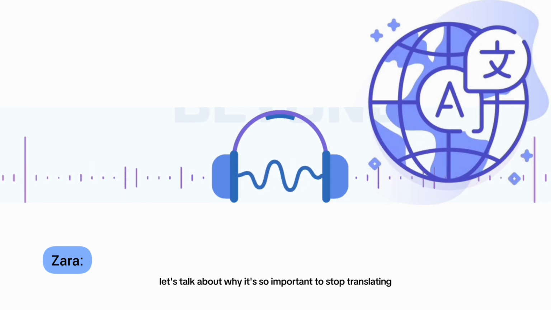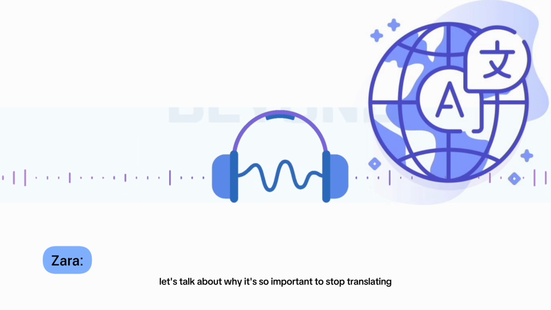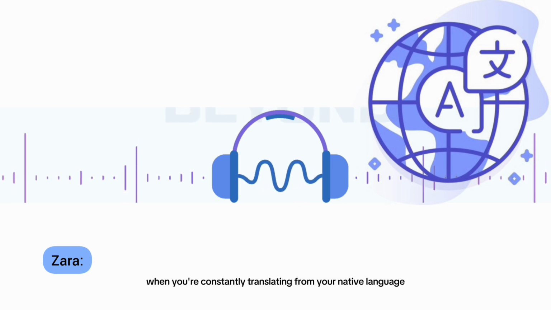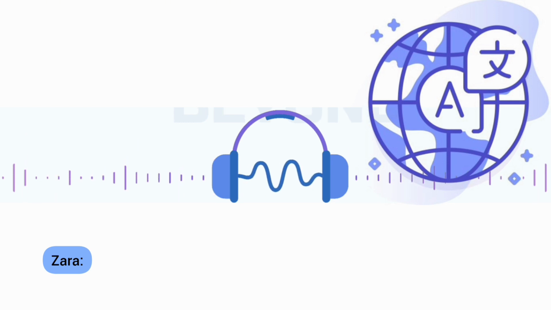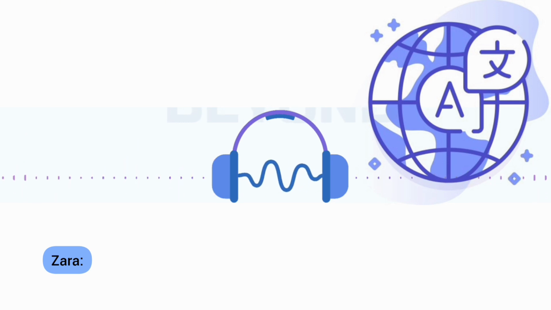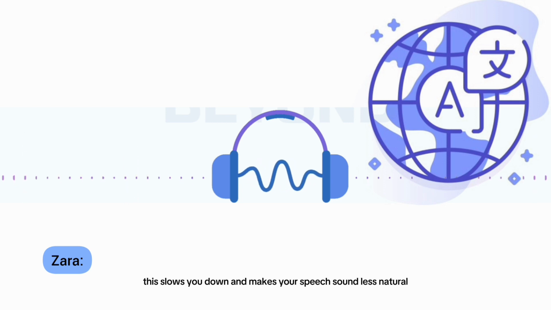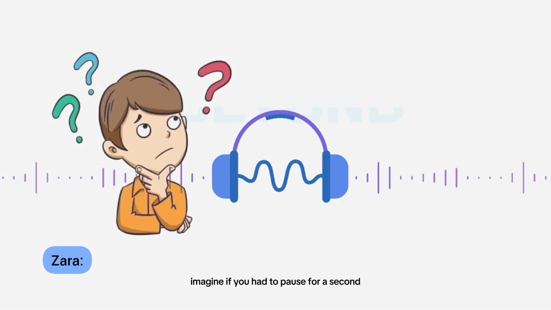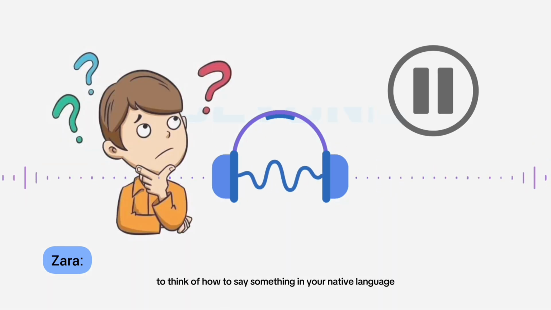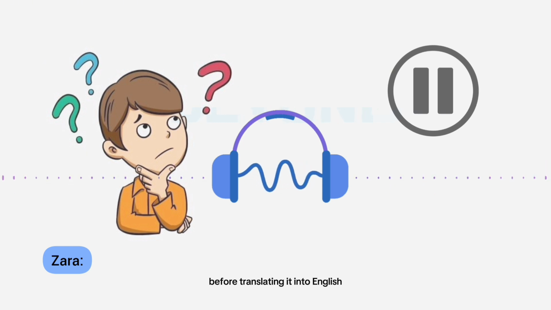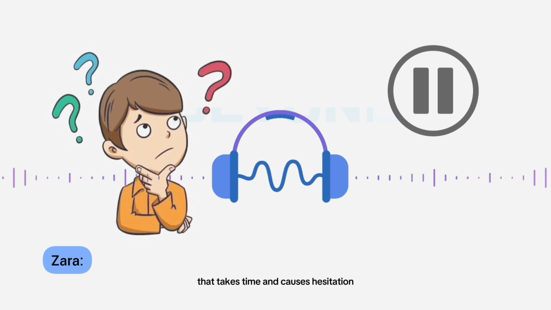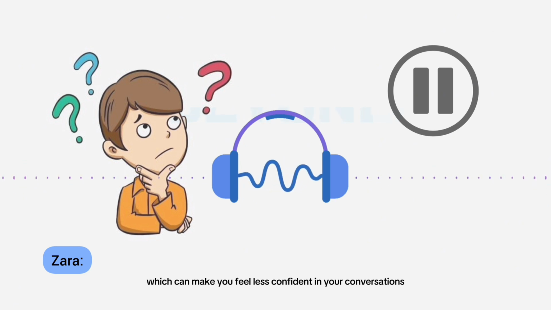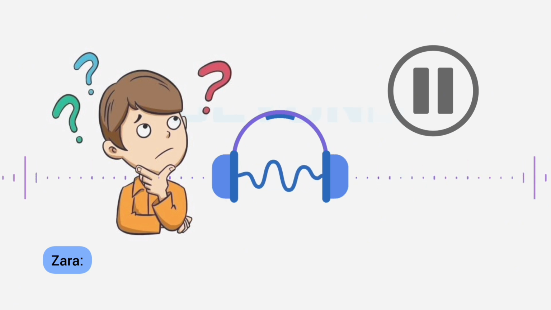First of all, let's talk about why it's so important to stop translating. When you're constantly translating from your native language, you're not really thinking in English. You're just converting words. This slows you down and makes your speech sound less natural. Imagine if you had to pause for a second to think of how to say something in your native language before translating it into English. That takes time and causes hesitation, which can make you feel less confident in your conversations.